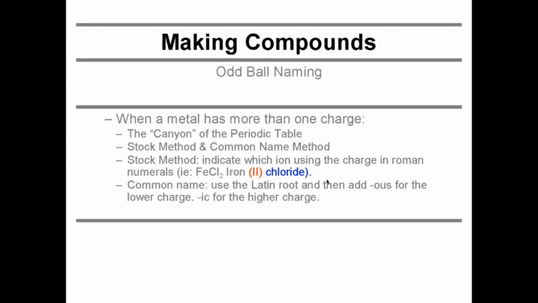The common name method is a Latin name method. So when we use a Latin root, what we're going to do is add OUS for something with a lower charge and IC for something with a higher charge. It works best if my metal has only 2 possible charges that are most common. If you have more than 2, then it gets a little bit arduous to figure this one out. But let me explain this one.